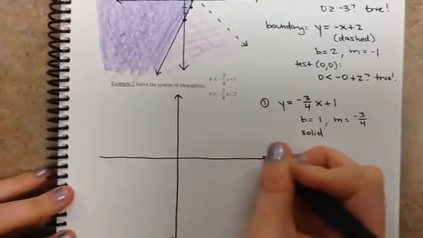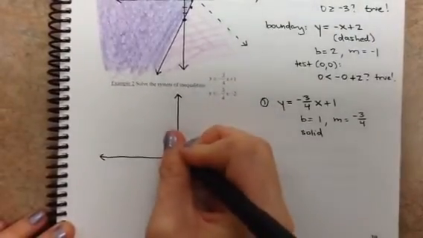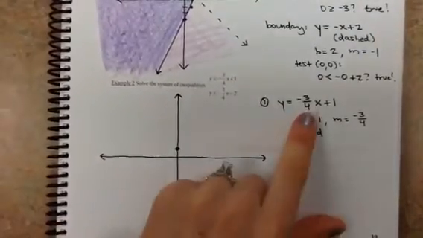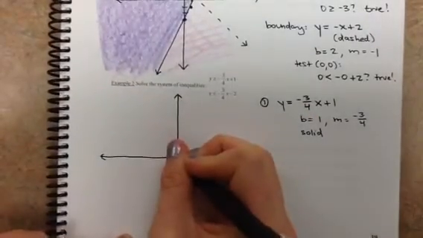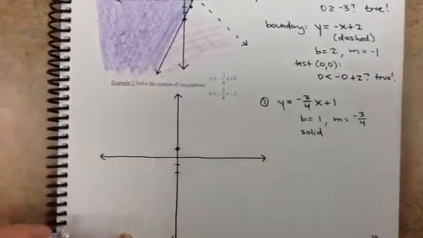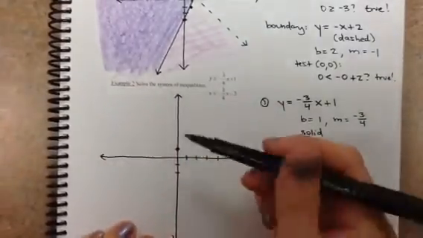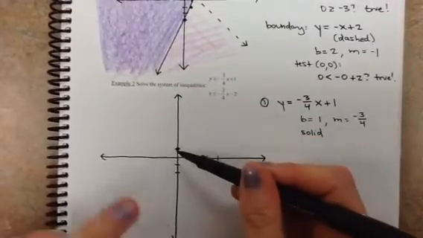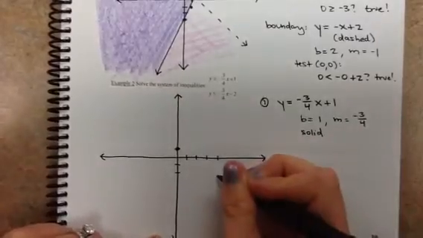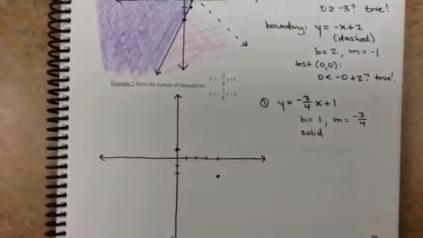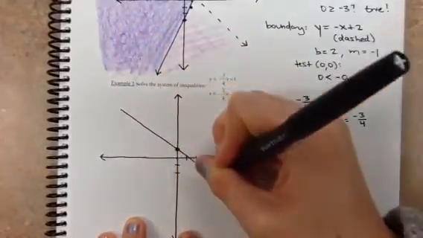Okay, y-axis, x-axis. My y-intercept is 1, so I plot my first point there, and then my slope is -3/4. From there, I can go down 3 units, 1, 2, 3, and then over to the right 4. So again, rise over run. I rise, technically, -3 units, and then run 4 units. There would be a second point right there. So 2 points for a line. This is going to be a solid line, so I connect the dots.